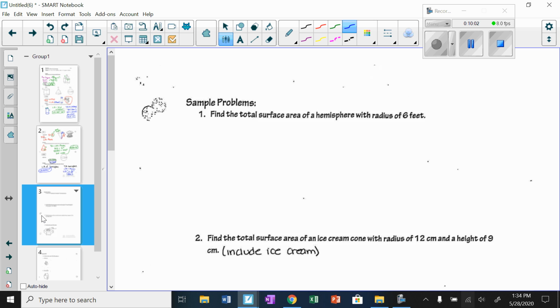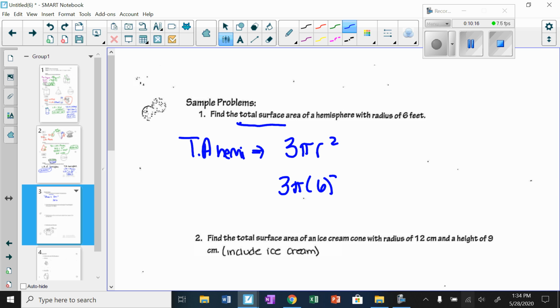Find the total surface area of a hemisphere with a radius of 6 feet. So a total area of a hemisphere is 3 pi r squared. So we're 3 pi 6 squared. So we're 3 pi 36, which is going to be 108 pi feet squared.